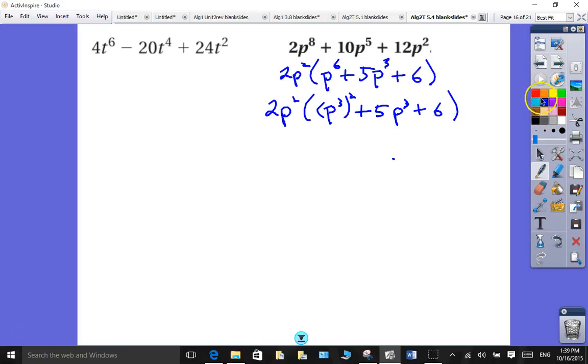Now, when it comes to the quadratic type, what you're looking at is what's in the parentheses. It's not a quadratic, but it is the type, right? It's got something squared plus something, p to the 3rd to the 1st, plus a constant. So it should factor like this, right? How would you factor it if it was p squared plus 5p plus 6? How would that factor? It's a one-stepper. What's the factors of 6 that add up to 5?